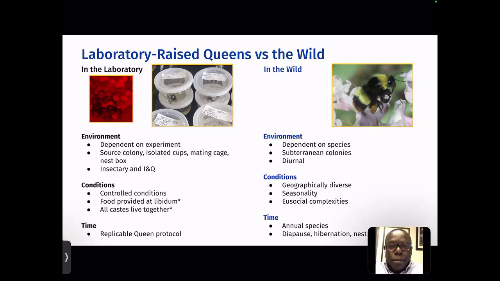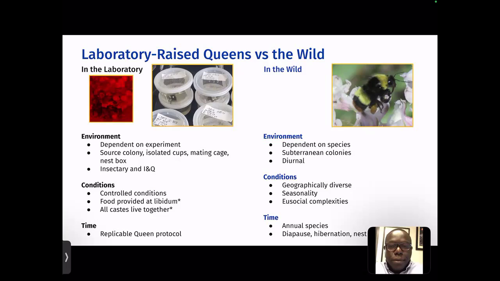Another unusual thing about the lab with our bees is that all of the castes live together. So all of the queens that emerge live together, with all of the males and all the workers, and that is also unusual for bees. Usually in the wild, they'll be able to forage and leave the nest when appropriate. But time is also really of the essence with bee research, and I'll explain that a little bit later as well.